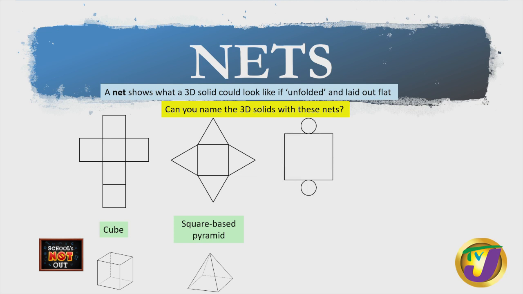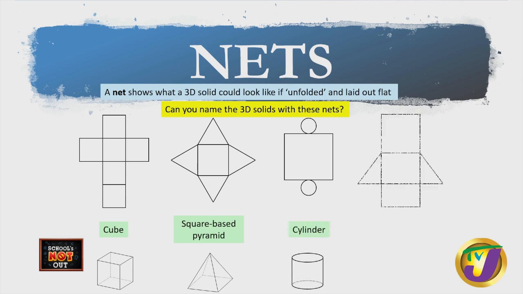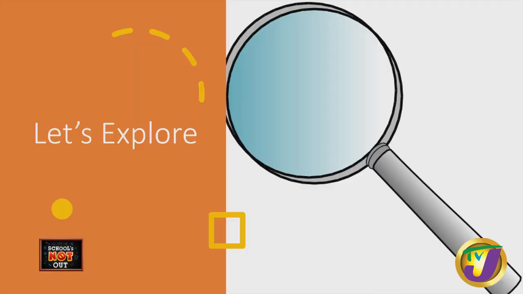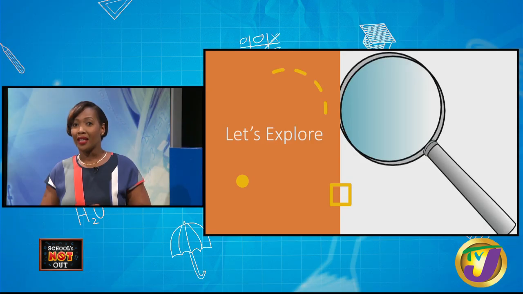Then you have, I didn't give you this one. Can you tell me what that is? Great job. It's a cylinder. Can anyone tell me this one? Awesome. You guys are awesome. This is a triangular prism. So these are nets of four types of solids that we might be working with today. Let's explore.